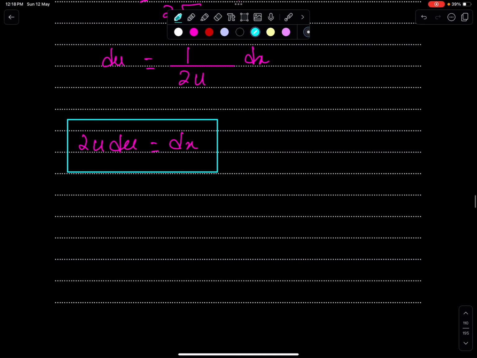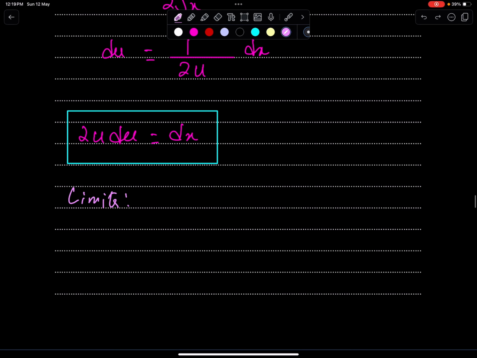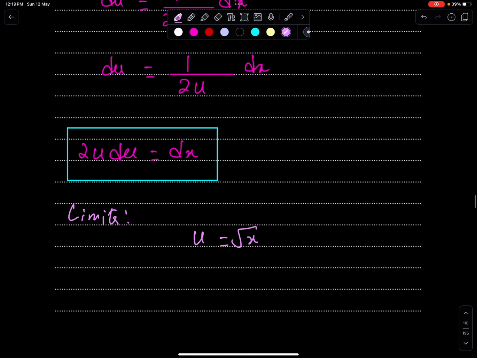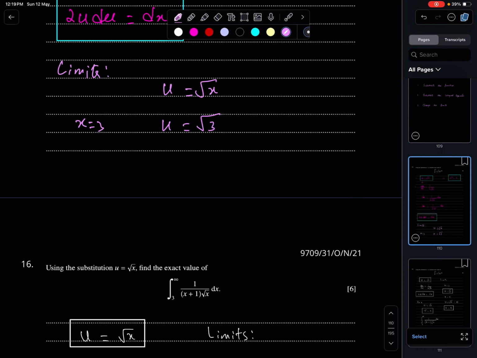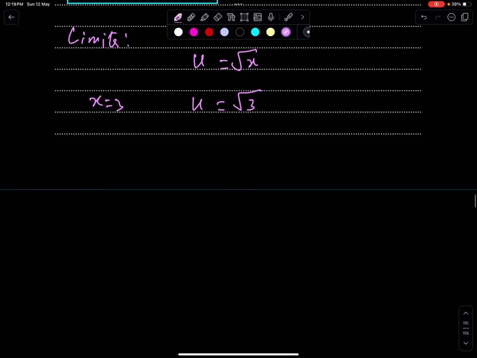Now change the limits. Always use given substitution for the limits. And the given substitution is u is equal to root x. The lower limit is 3. So when x is 3, then u is under root 3. And when x is infinite, then u is infinite.